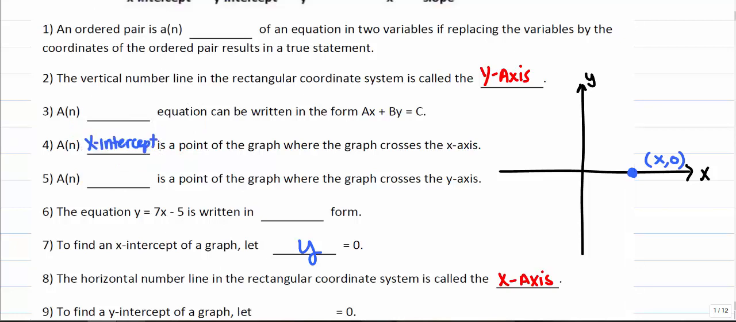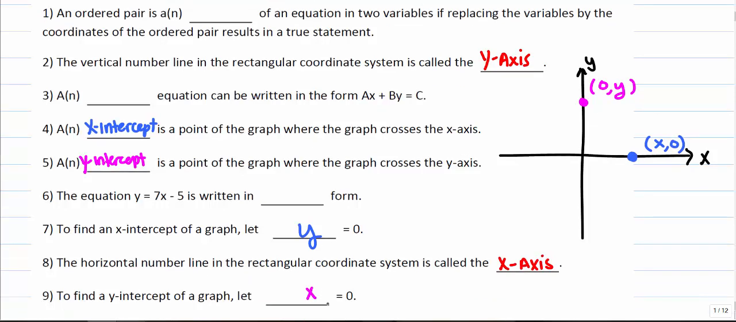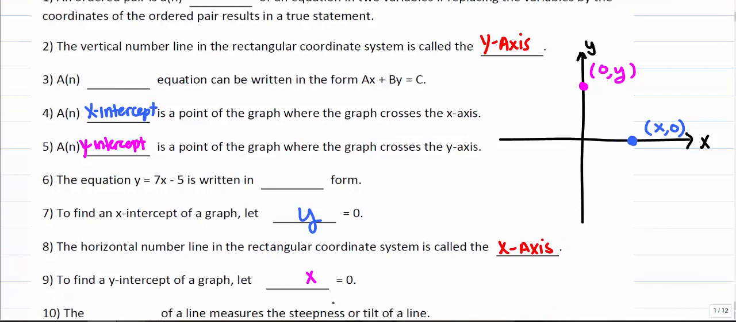Now, the other one would be your y-intercept. I don't care where it's at. If you put a dot anywhere on the y-axis, then that means that that point is a y-intercept. And wherever that point is, the x value is 0. So that's what's going on with those questions right there.